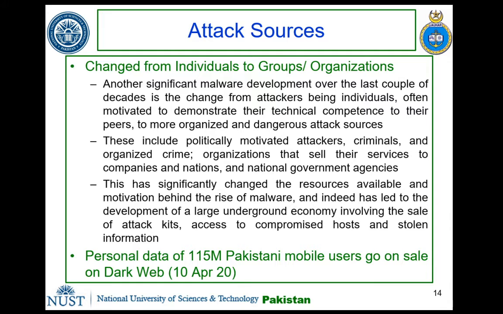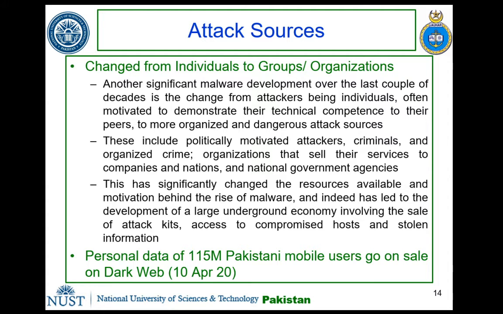This has significantly changed the resources available and motivation behind the rise of malware, and indeed has led to the development of a large underground economy involving the sale of attack kits, access to compromised hosts, and to stolen information.